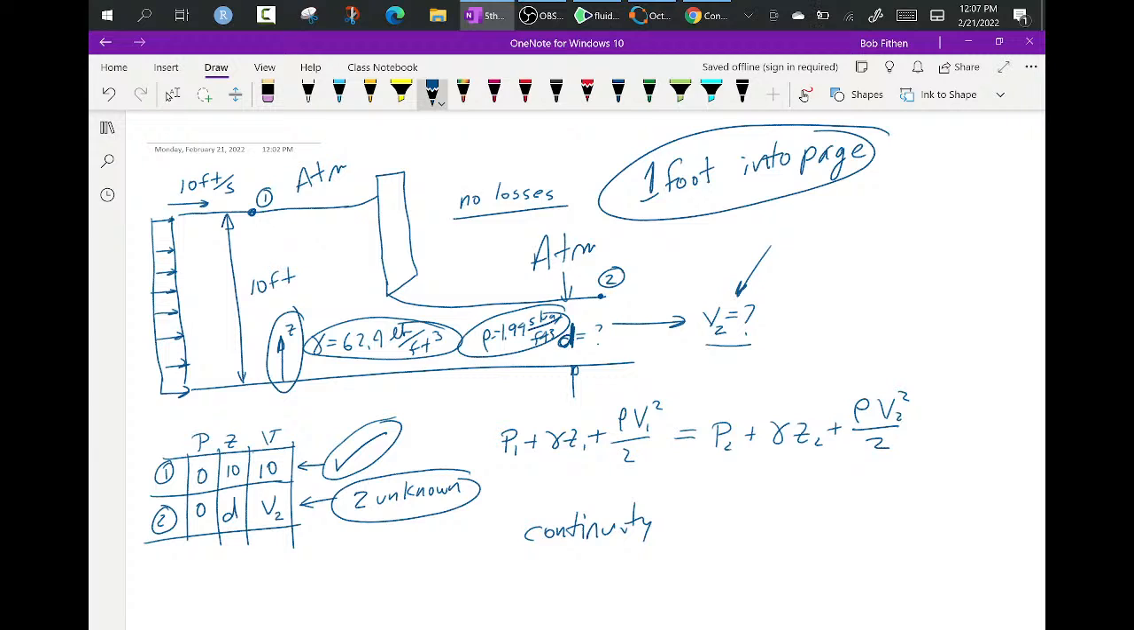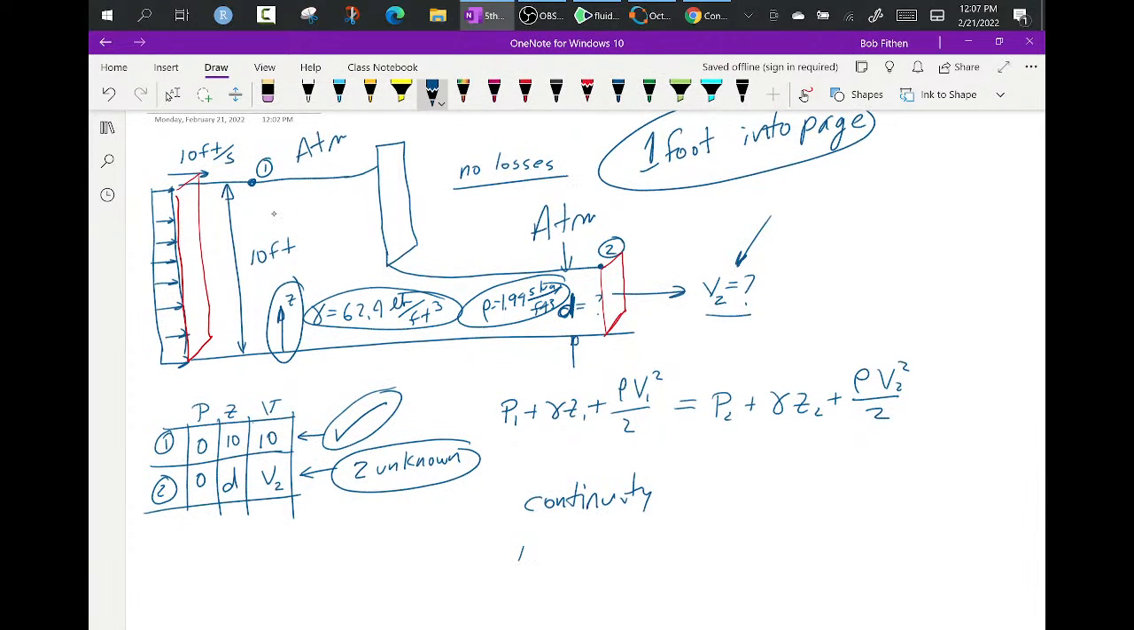So this means if you're looking at the entrance, it's only a foot into the page, and the exit is only a foot into the page here. That being the case, continuity will tell you that the area at location 1 times the velocity at location 1 is equal to the area at location 2 times the velocity at location 2.